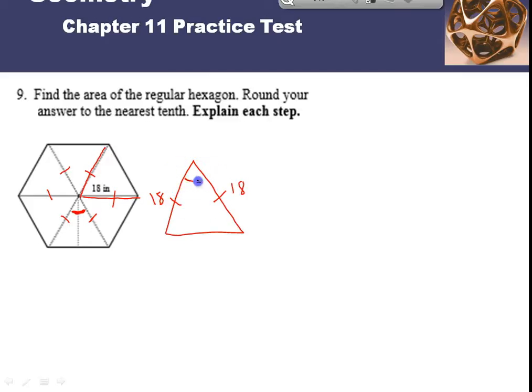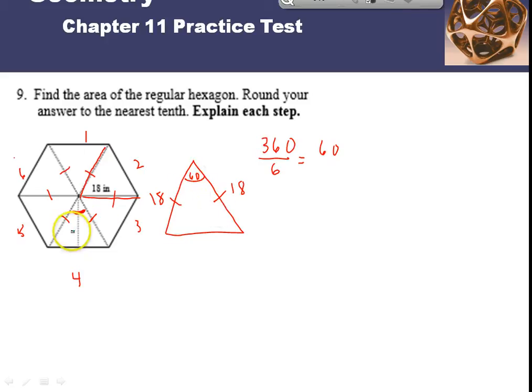Now I've got to find this angle here, that central angle. Remember, to find the central angle, you do 360 divided by the number of sides. A hexagon has 6 sides: 1, 2, 3, 4, 5, 6. So 360 divided by 6 is 60. So I know that this angle right here is 60.